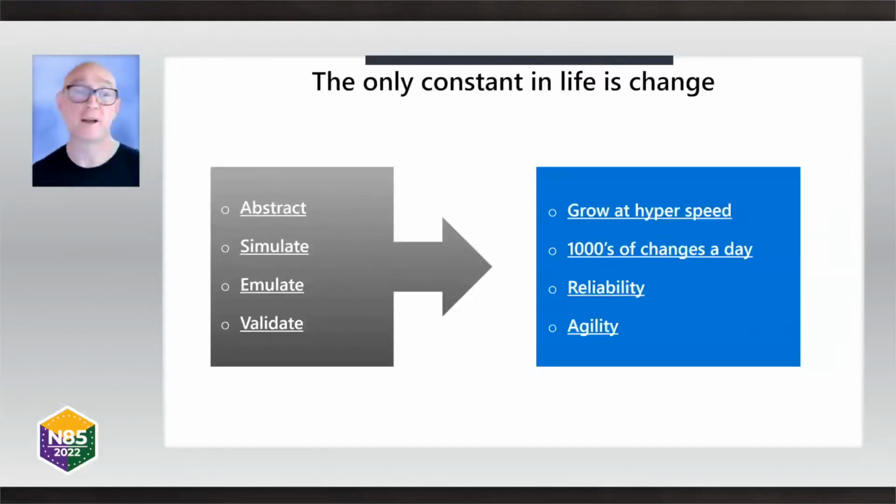So to summarize, we abstract, simulate, emulate, and validate. And this allows us to grow at really, really high speed. We perform, as I said, thousands of changes a day, everywhere in the network. And it doesn't affect our reliability. It doesn't affect our agility. So we can go as fast as the business requires us without affecting our customers.